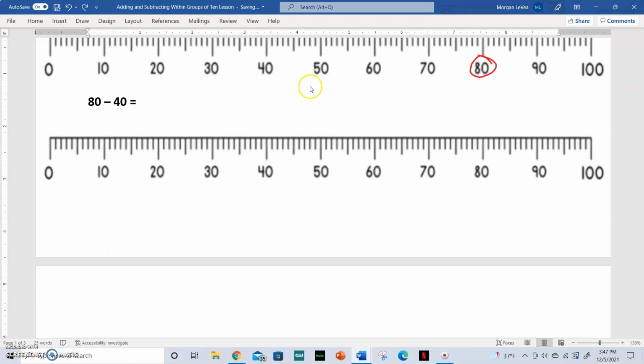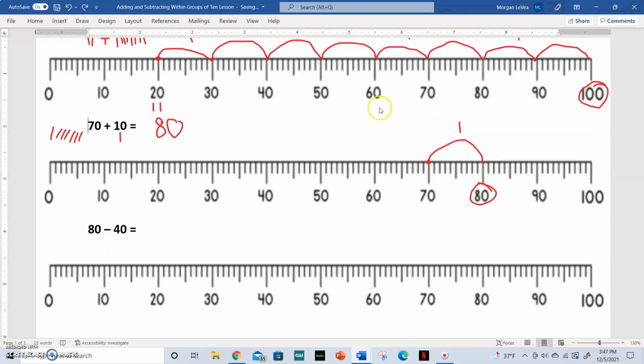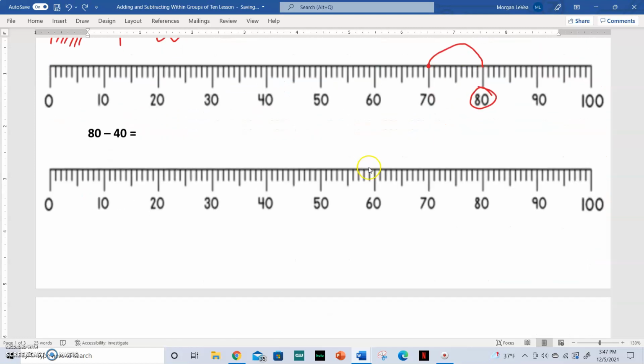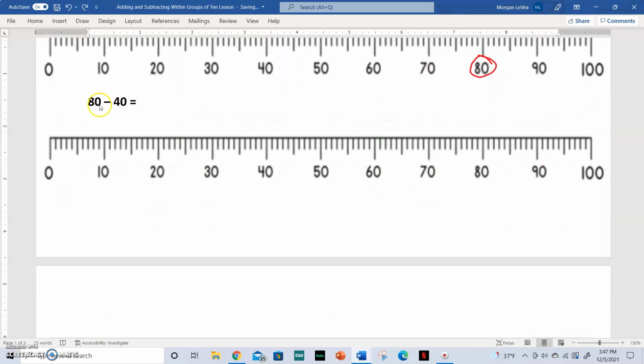Now we're going to move on to subtraction. If you see with addition, we went above it. To remember that subtraction is taking away, we're going to go beneath. So we're going to do it just like addition, where we start at the first number, which is 80. We'd start right here on our number line at 80, and we're going to subtract this time. We're going to subtract 1, 2, 3, 4 groups of 10. So let's subtract. Here's one group of 10.